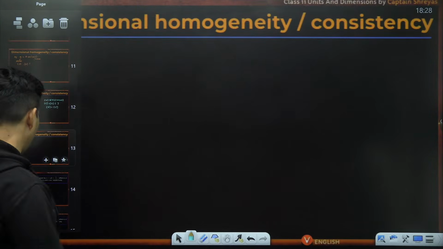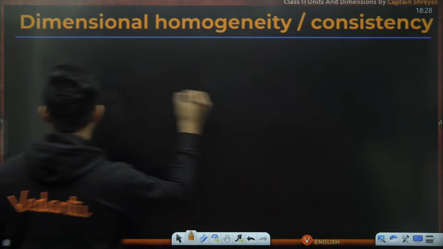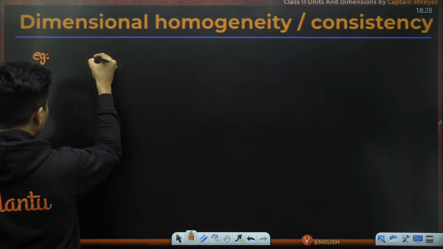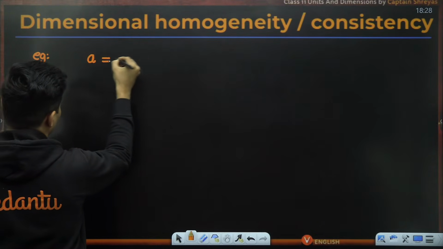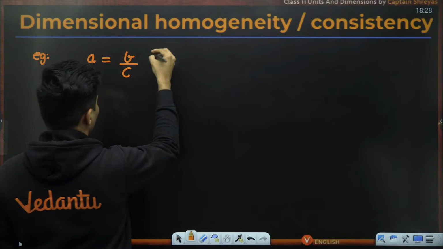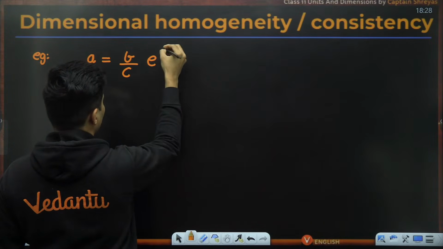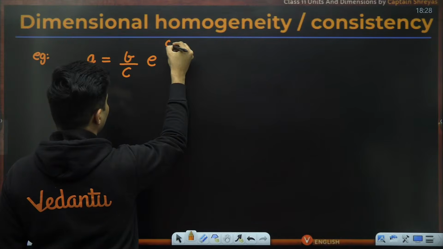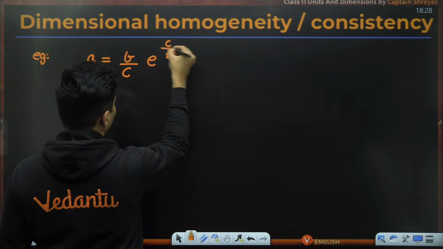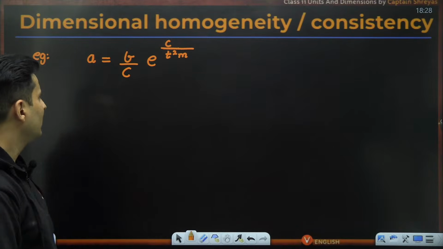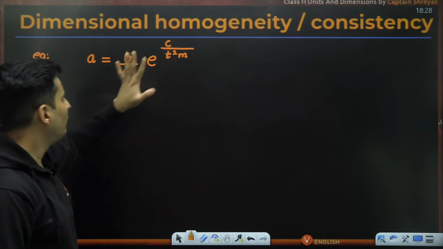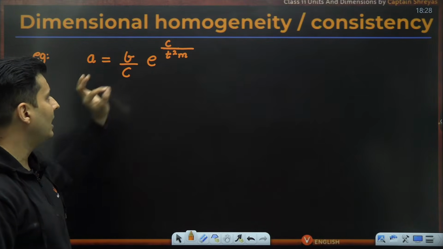Yeah, let's do one more question on this so that you guys get an idea of it. Imagine another example. This is some quantity A which is equal to B divided by C into e raised to C divided by T square into M. I have just put something arbitrary. So from this, can we figure out the dimension of C?